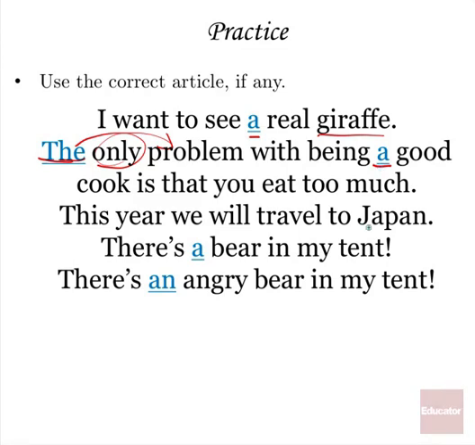This year we will travel to Japan. Well, it's the name of a country. It doesn't take an article. That was one of the exceptions we went over.